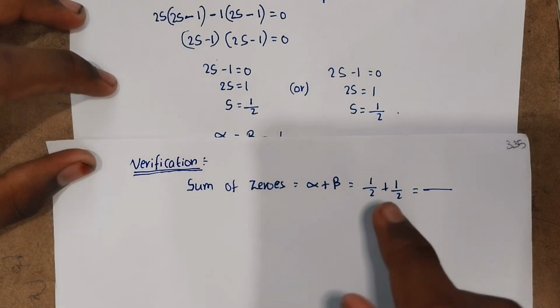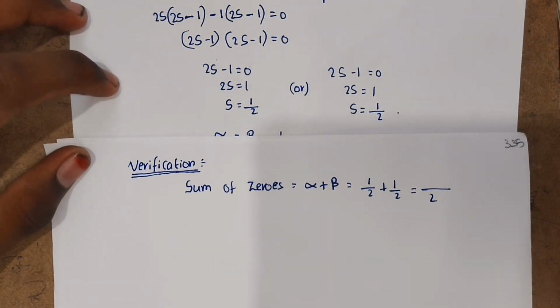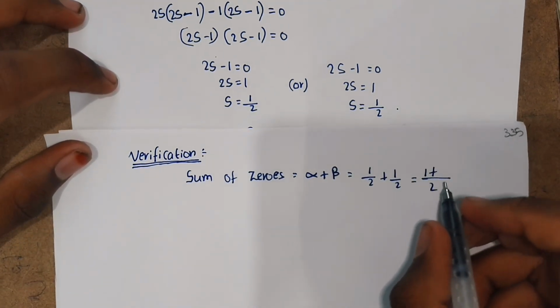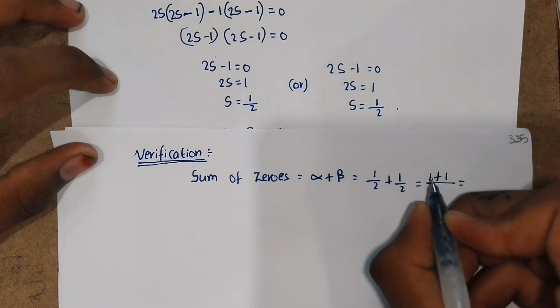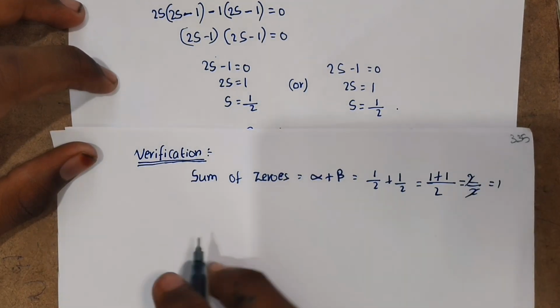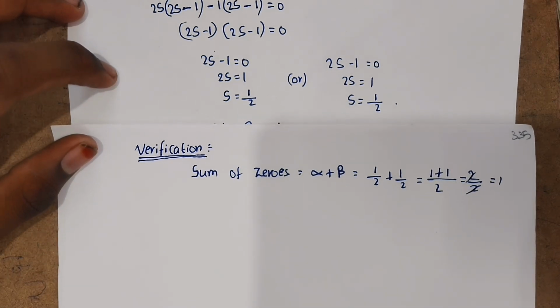Equals to, I am taking 2 common here, because both are fractions. 2 by 2 means 1. 1 ones are 1, plus 2 by 2, 1. 1 ones are 1 is equal to 1 plus 1 means 2 by 2. 2 ones are 2. Sum of zeros is equal to 1.